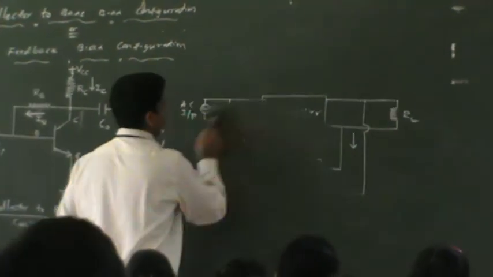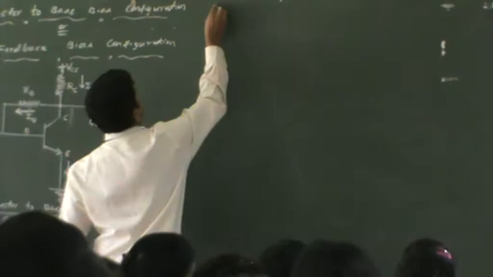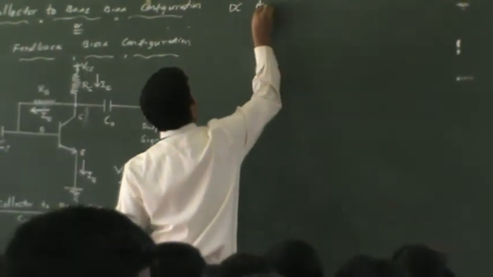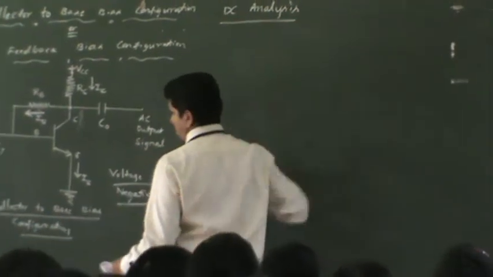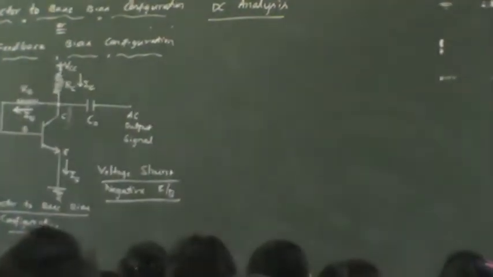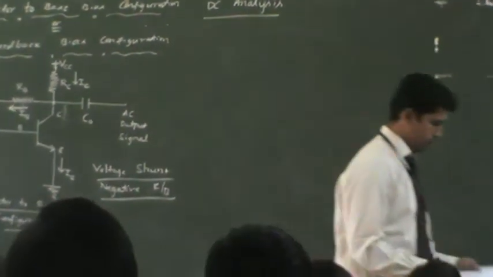So this circuit can be analyzed again using our normal procedure, which is AC analysis. But quickly we'll go through the DC analysis of this. How to do DC analysis? Write the DC equivalent circuit, whatever is shown here. Write the currents and voltages, show everything.